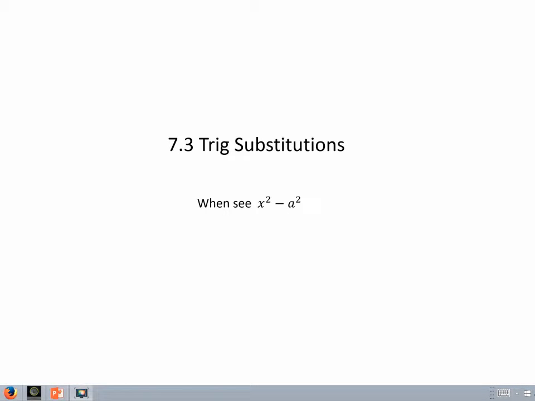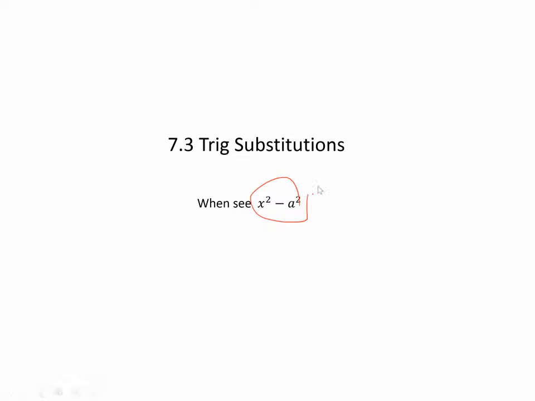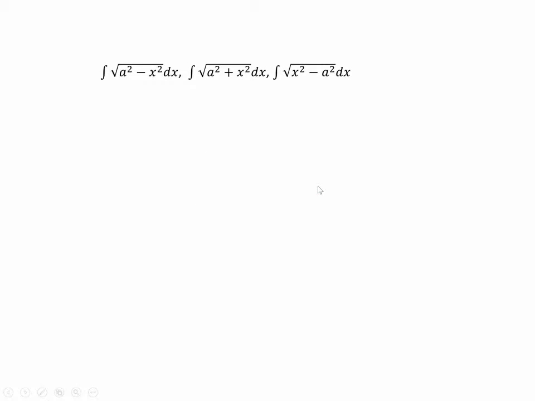Hello, in this video we will talk about the last problem tab in section 7.3, and that is when you see the x squared minus a squared format. So we are in the last problem tab in this section. Basically, when we get the problem, we want to find this format, x squared minus a squared.